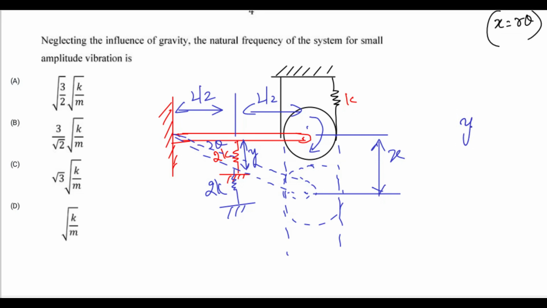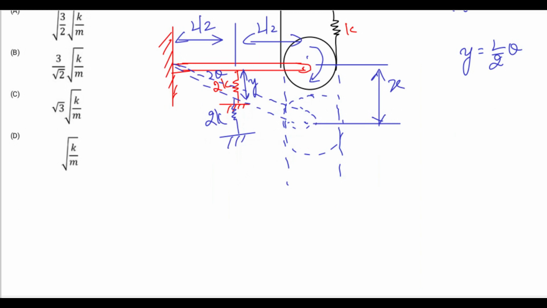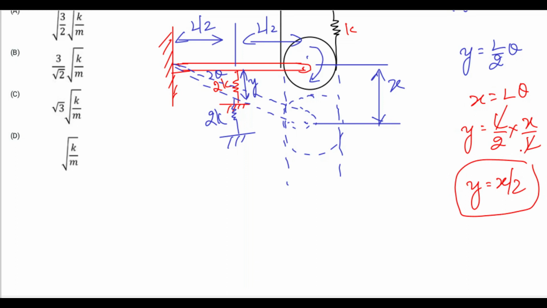So y should be equal to L by 2 theta. Because this is L by 2, this is theta, and this is y. So y is equal to L by 2 theta. Likewise for x, x is equal to L theta. Now substituting theta as x by L, y is equal to L by 2 into x by L; L gets cancelled, so y is equal to x by 2. So this is one relationship which we can get from here.